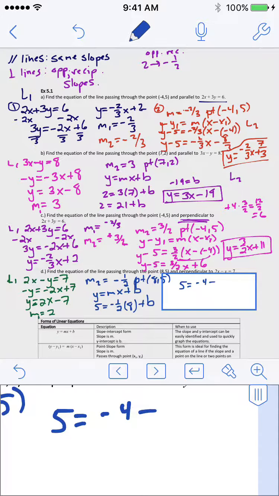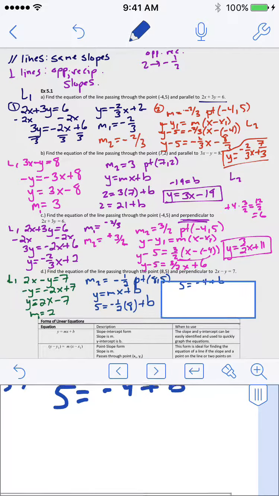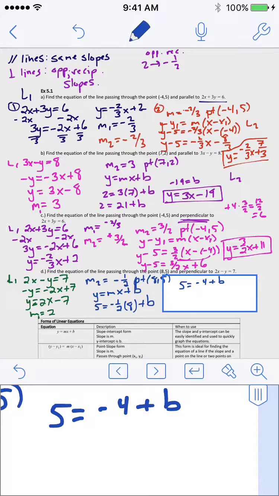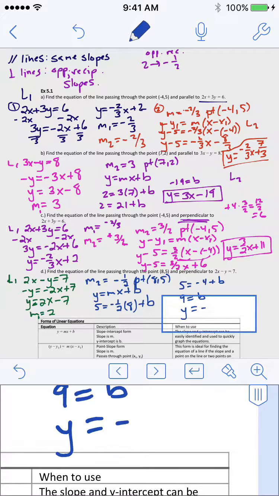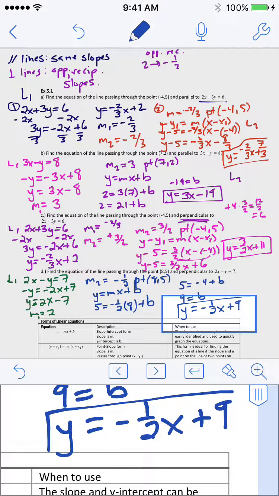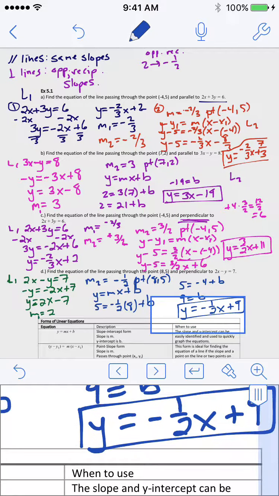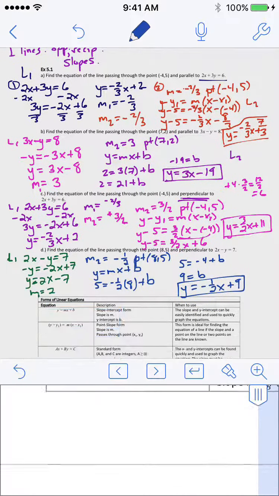Negative 4 plus b, right? So what plus negative 4 would be 5? We'll add 4 to both sides, and you get that b is equal to 9. So my final equation is y equals negative 1/2 x plus 9. Should have gotten the exact same thing with point-slope form, no matter what. Alright, that is parallel and perpendicular lines.